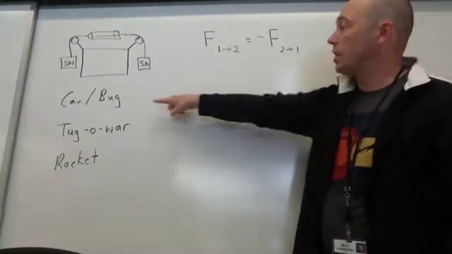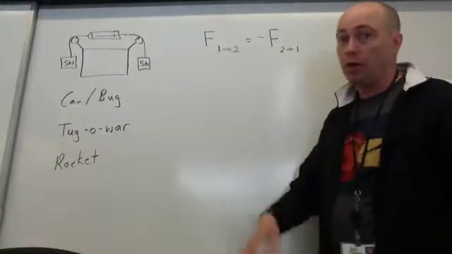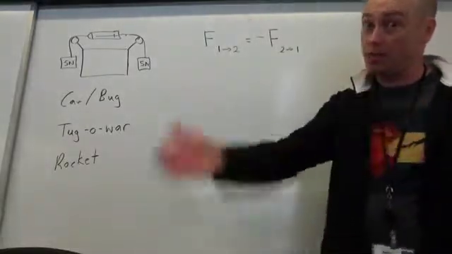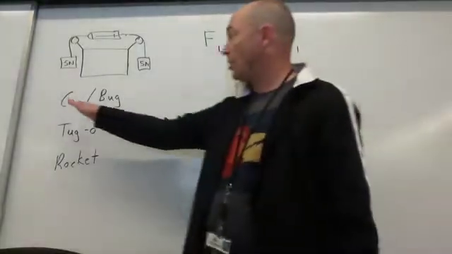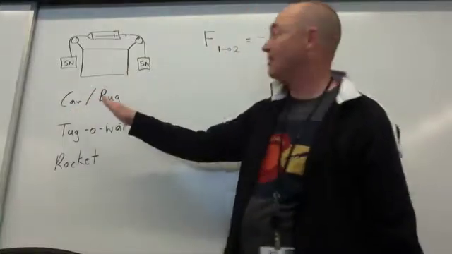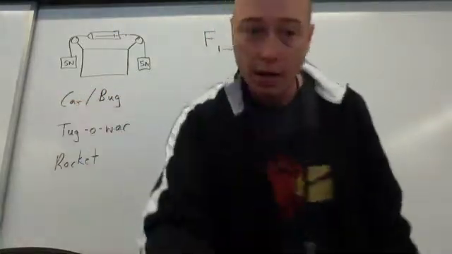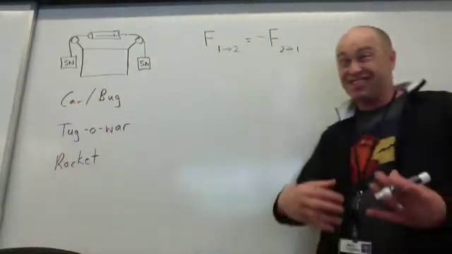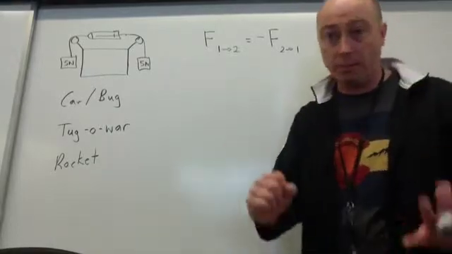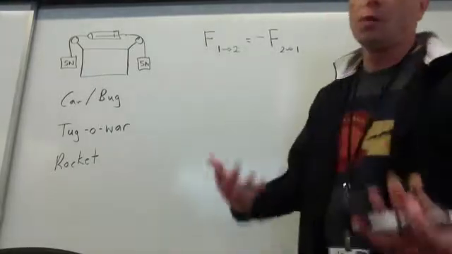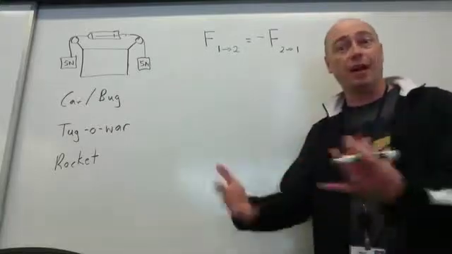So if we talk about the car and the bug, what are the two objects? The car and the bug. That means the force that the car exerts on the bug has to be the same as the force that the bug exerts on the car. And then the question is, why does the bug go splat and pretty much nothing happens to the car? Well, that has to do with Newton's second law, F equals ma.